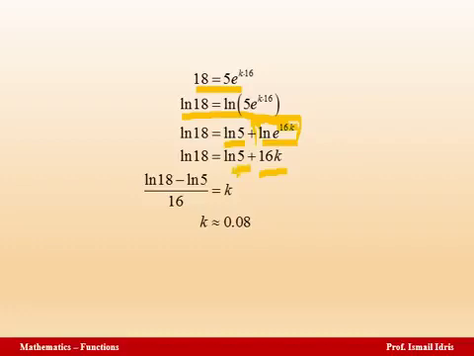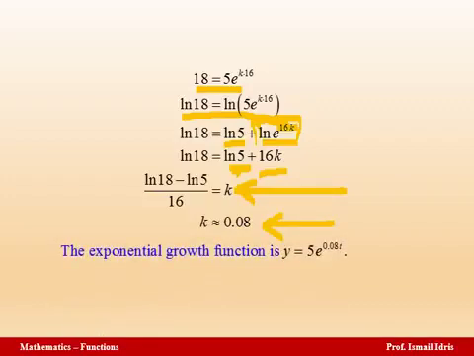Take ln 5 to the left side, divide by 16, you can get k. Use your calculator to find an approximate value for k, and substitute in the formula. You will get the growth function, the required growth function. You have y naught and you have k now. This is the required exponential growth function.